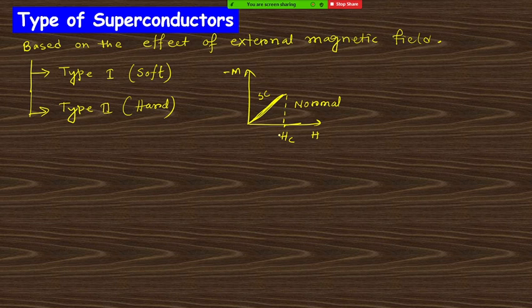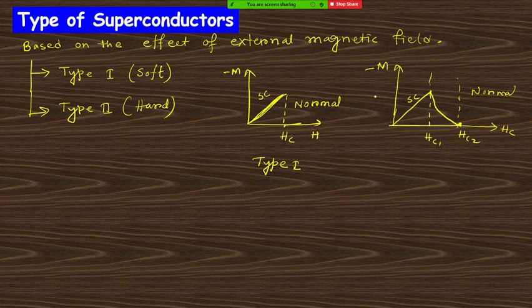Okay. For type 2, there are two critical magnetic fields. This is minus M. This is linear, but it does not suddenly go to zero. It changes gradually. This is HC1, this is HC2. This portion is the superconducting state. This is the normal state, no problem. But in between them, this is called the vortex state.